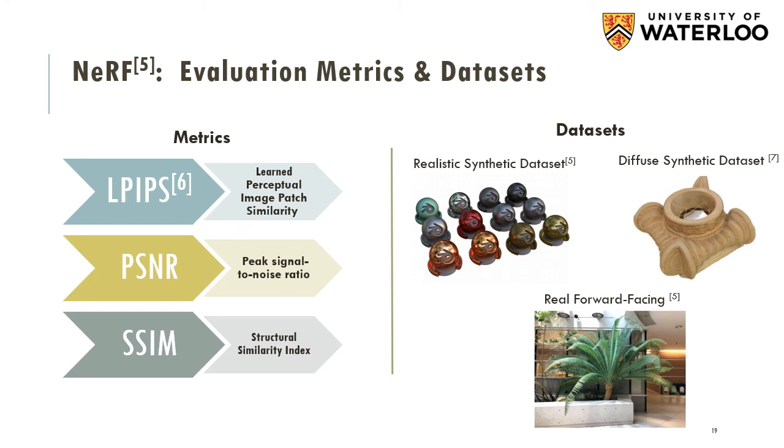To evaluate the performance of the paper compared to the state of the art, the metrics used were the Learned Perceptual Image Patch Similarity, called LPIPS, which uses the weight activations from deep neural networks in order to measure the similarity between images. They've also used peak signal to noise ratio and structural similarity index for similarity measurements. For the datasets, they've used 3 datasets. 2 of them are synthetic. One of them is a real-world dataset, called real forward-facing. The realistic synthetic dataset was actually created by NeRF themselves in order to model objects that have lighting effects and non-Lambertian effects in general.